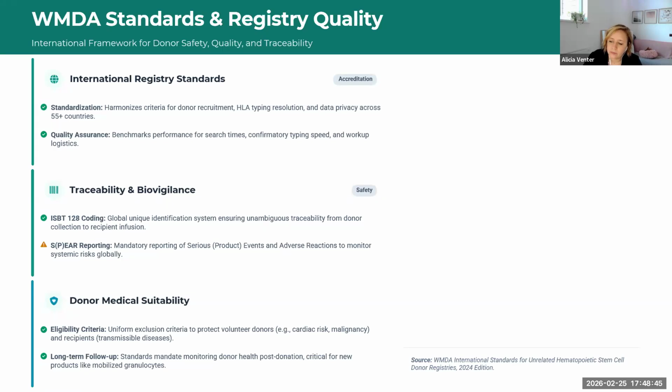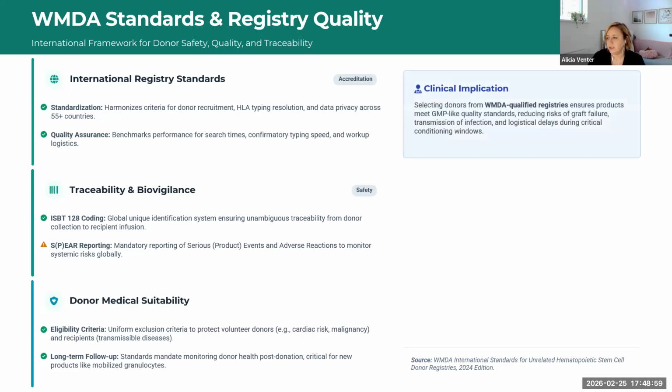Of course, there's also the donor medical suitability, eligibility criteria for donors to make sure that they are protected, and there is long-term follow-up of all donors that have donated stem cells for up to 10 years. The clinical implication is that selecting donors from a WMDA qualified or certified registry ensures that products meet GMP-like quality standards, reducing the risks for graft failure, transmission of infection, and logistical delays.